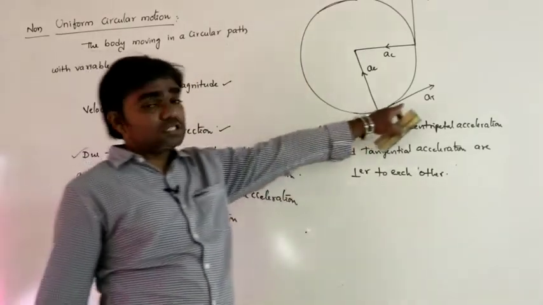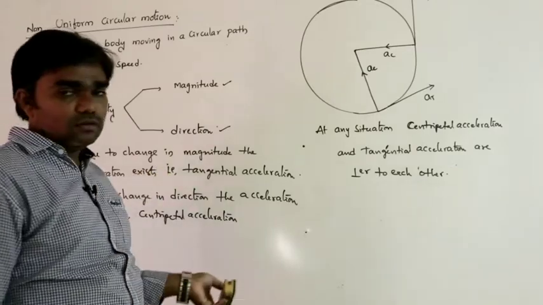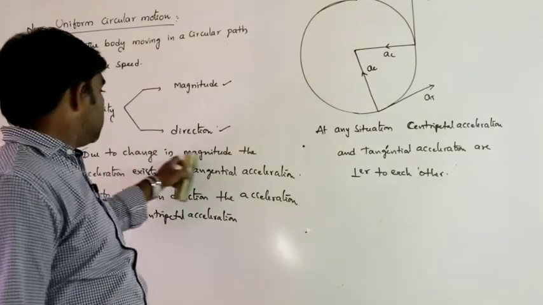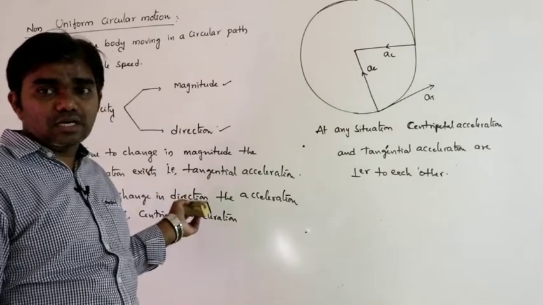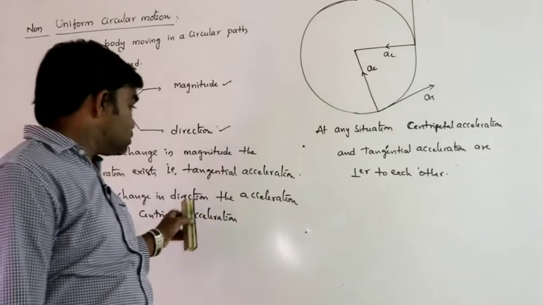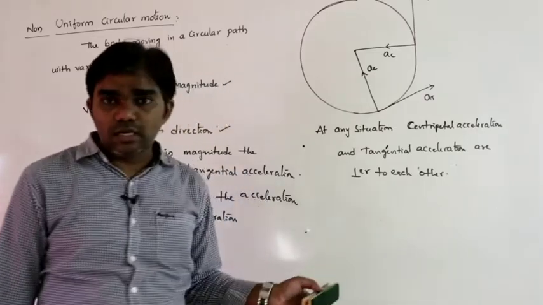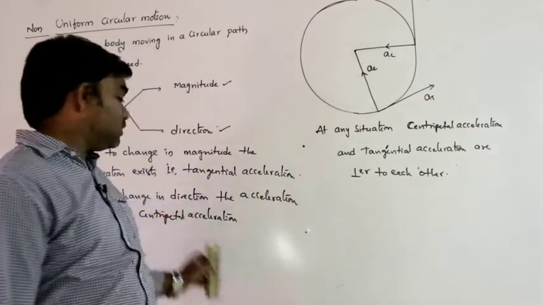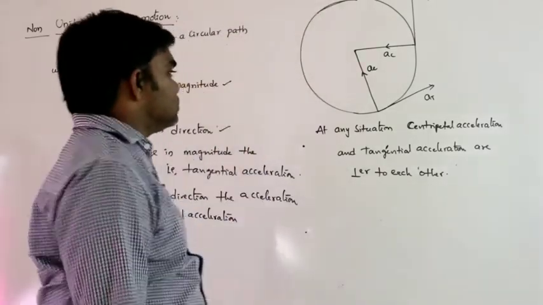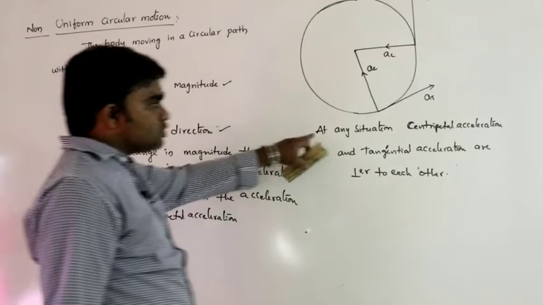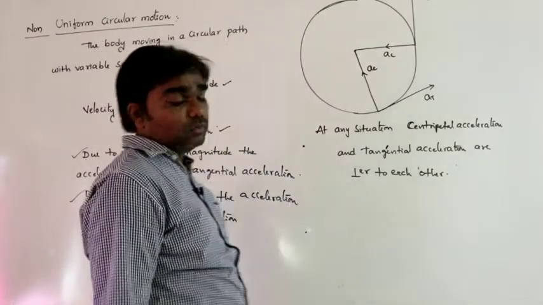How is this tangential acceleration generated? Due to the change in the magnitude of the velocity. Due to the change in the direction, one more acceleration exists, and that acceleration is called centripetal acceleration. So at any situation, centripetal acceleration and tangential acceleration are perpendicular to each other.